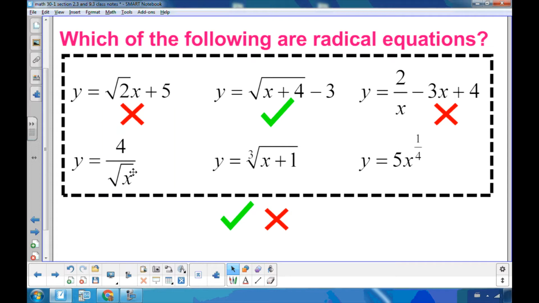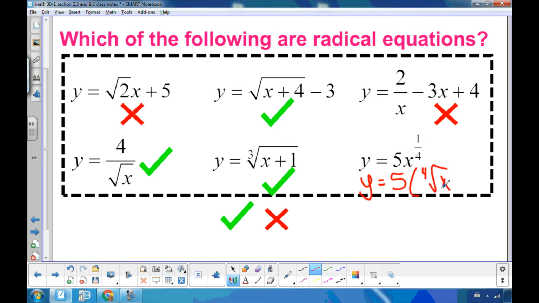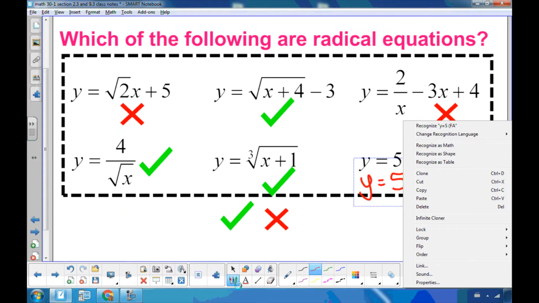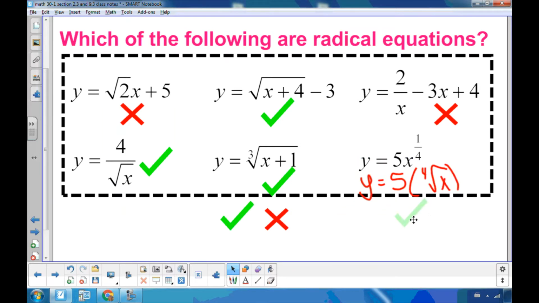This one here has a radical, and under the radical is a variable, so that is a radical equation. This one is also a radical equation. I'm taking the cube root. Now, this next one looks like it's just an exponent, but we need to know a little something about exponents. This is like saying 5 times x to the 1/4 is the 4th root of x. So that one is also a radical, just a radical in disguise.